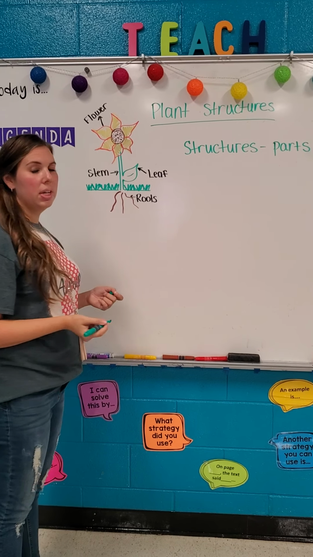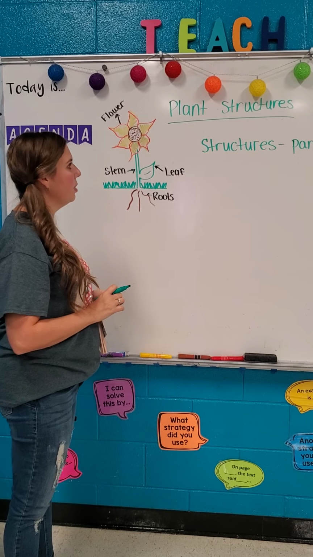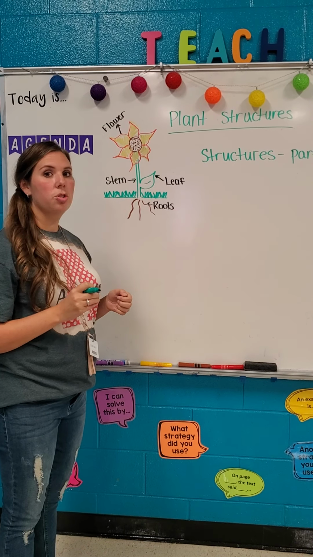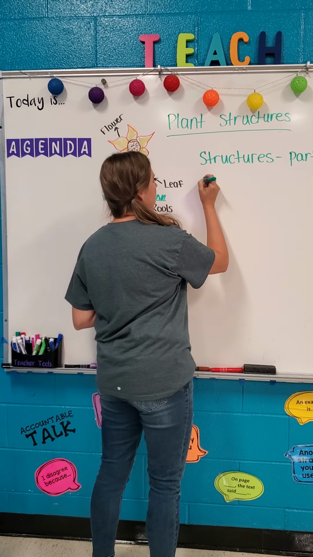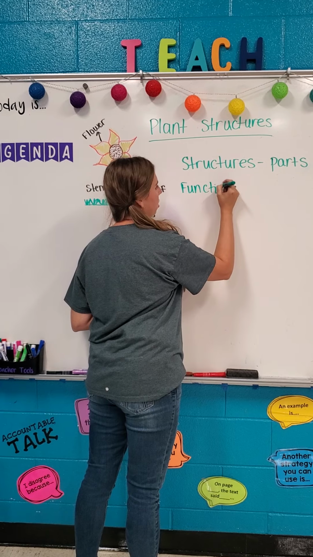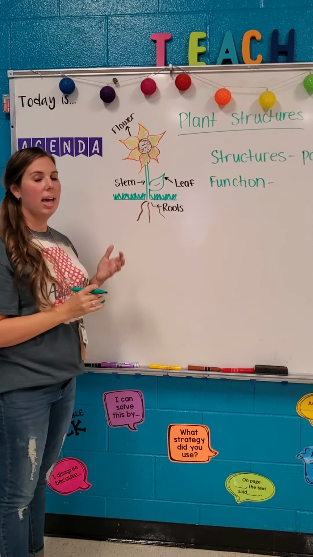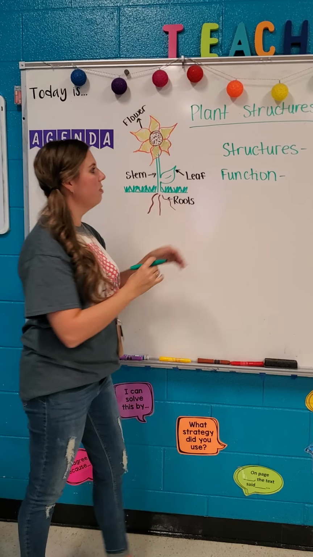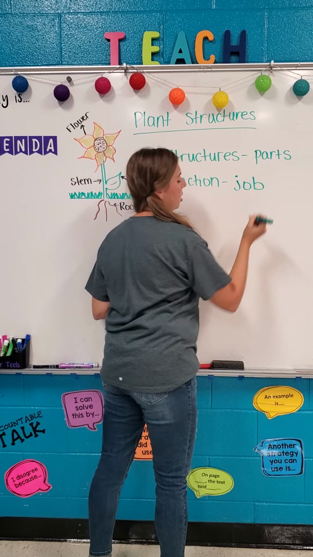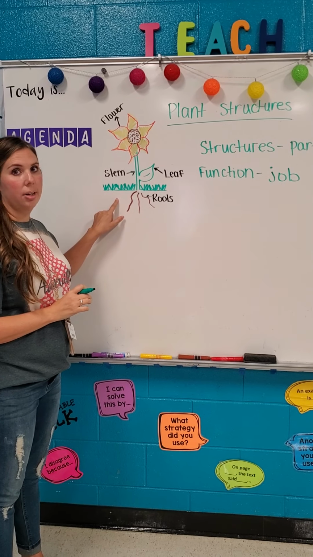Now, in the video yesterday, when it was talking about all of the different structures of the plant, you may have seen that each structure has its own job. And the fancy word for that is function. Okay, so each plant structure has a specific job or a function. These are 2 vocabulary words that you're going to want to add to your science journal under your plant diagram.